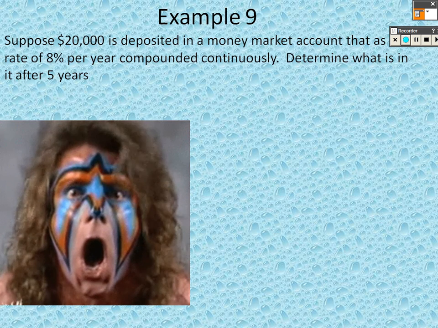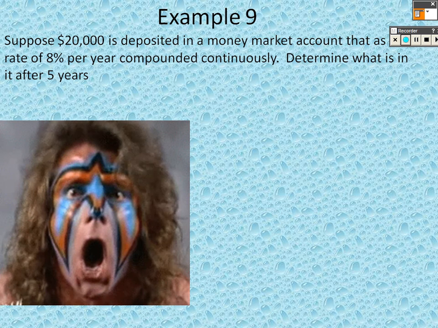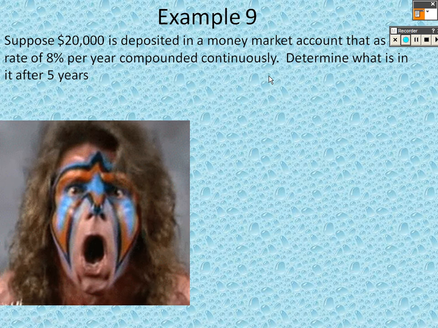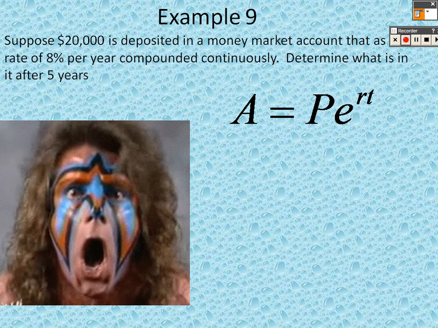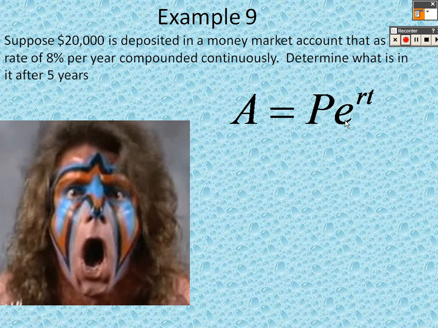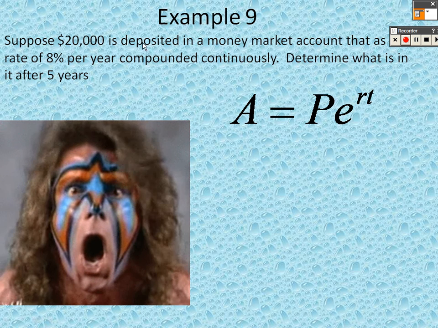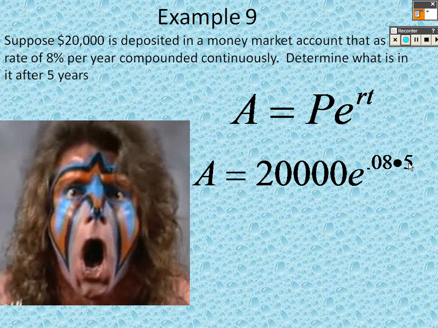Suppose 20,000 is deposited into a money market account that has a rate of 8% per year compounded continuously. The key word here is compounded continuously. When you see the word continuously, that means you're going to use the A equals P e to the rt function. Okay, so you know you're going to do that because you see the word continuously. 20,000 is P, 8% goes in there, and determine what it is after 5 years. I put a 5 in.